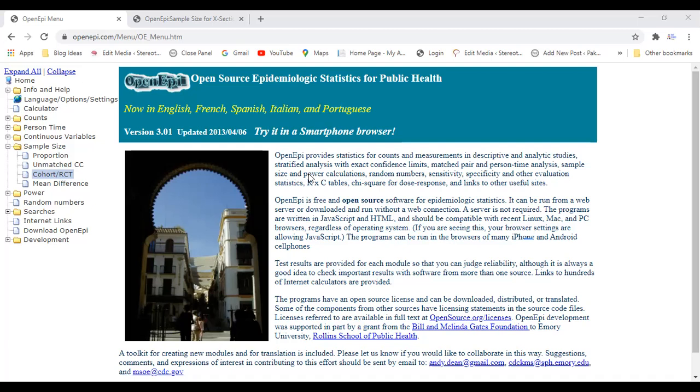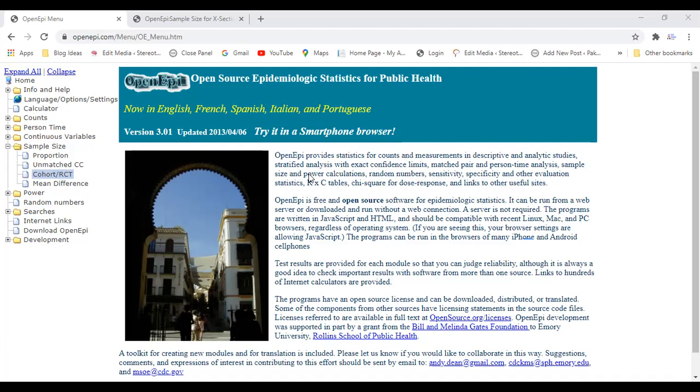In the OpenEpi menu, first go to the OpenEpi website. Once you are there, select OpenEpi, then select sample size; you will find it here. In the cohort RCT, all you have to do is input the results. Keep the confidence interval at 95% and keep the power at 80%.